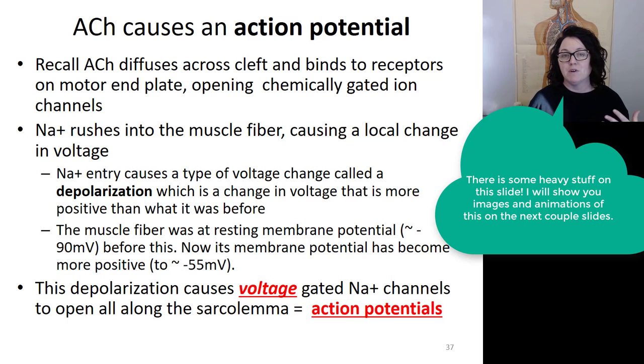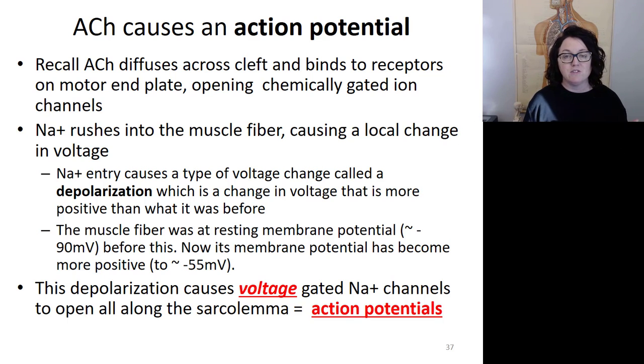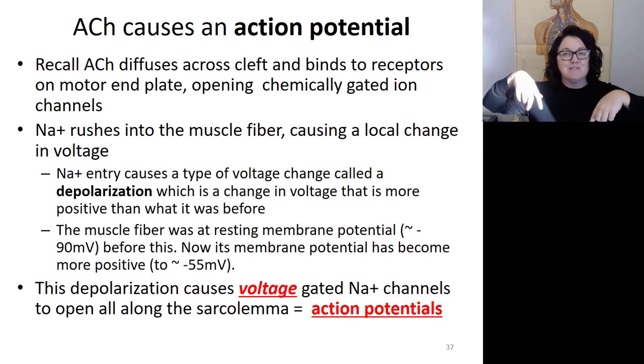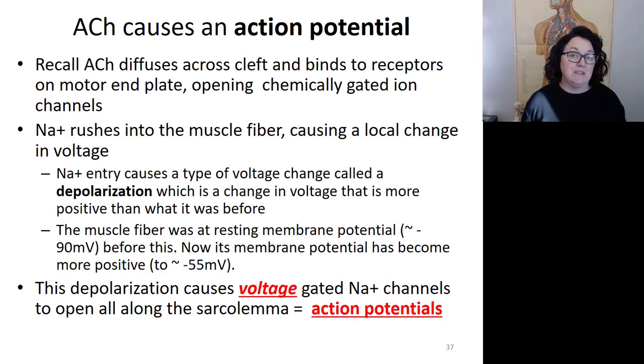A muscle fiber is typically at a resting voltage of around negative 90 millivolts. Believe it or not, we can put little voltmeters inside and outside of cells and measure the voltage difference between the inside and the outside. And when we do that for a skeletal muscle fiber, we see the difference in voltage between the inside and the outside is 90 millivolts. And we say it's negative 90 millivolts because the inside is more negative than the outside.